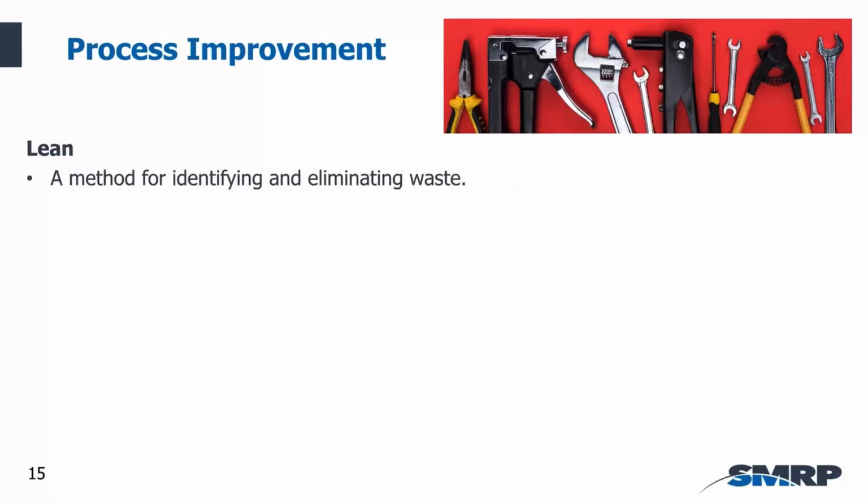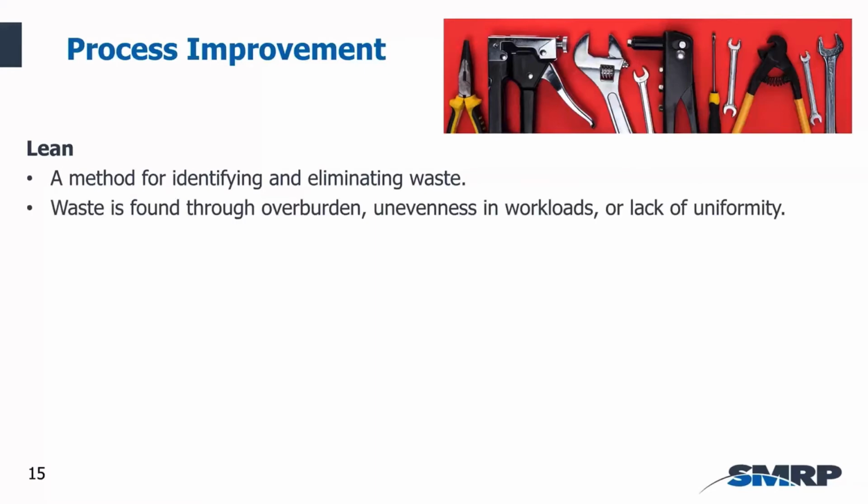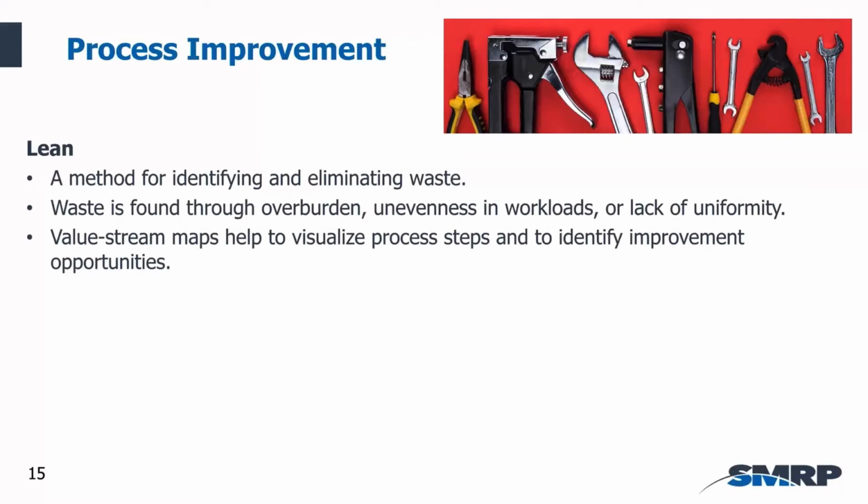Lean. This is a method for identifying and eliminating waste. Waste is found through overburden, unevenness in workloads, or a lack of uniformity. Lean focuses on using value stream maps that help you to visualize process steps and to identify improvement opportunities.